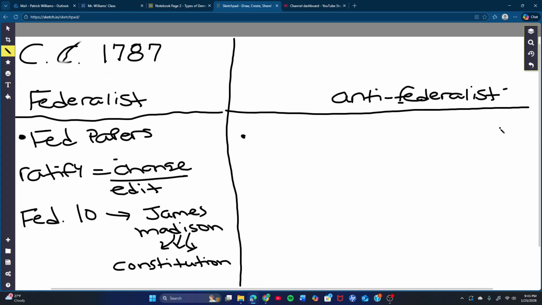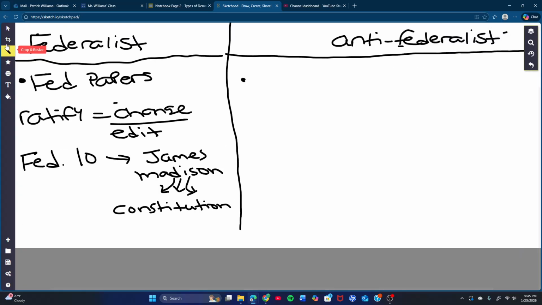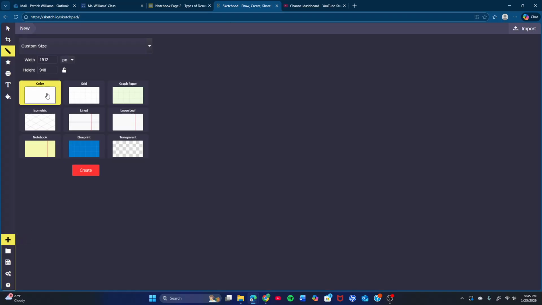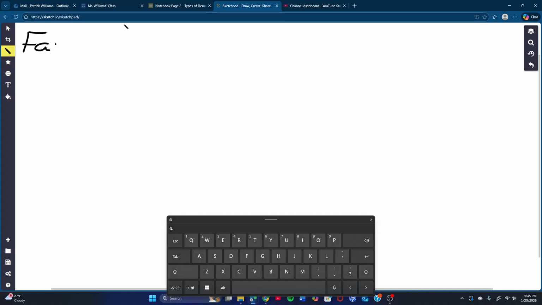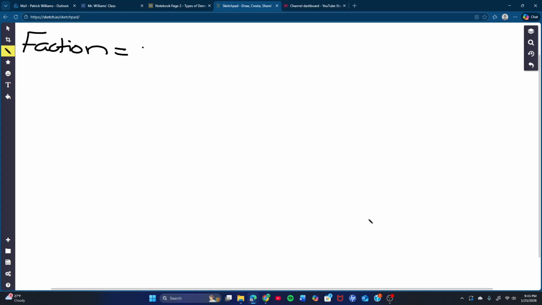All right, so we're sticking with Federalists right now, right? You're probably saying, "Hey, Mr. Williams, what's a faction, right?" Well, a faction, the simplest way I can put it, is a group, and this is kind of how Madison defines it as well.